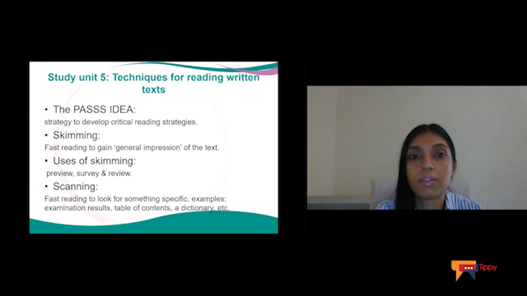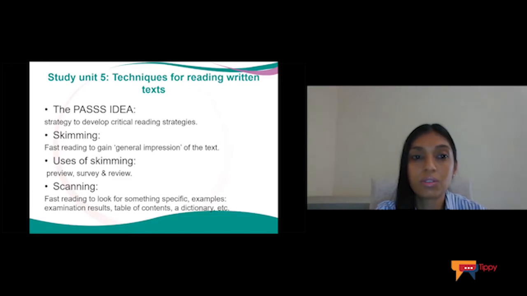Study Unit 5 addresses the techniques for reading written text. As you approach the study unit, you will find information about the PASS idea, which is a useful strategy for developing critical reading strategies. If you read through the study unit, you will find various steps which explain the manner in which the PASS idea can be implemented.